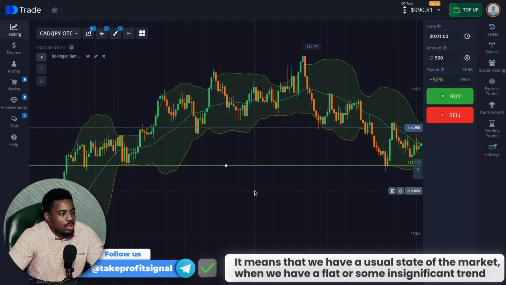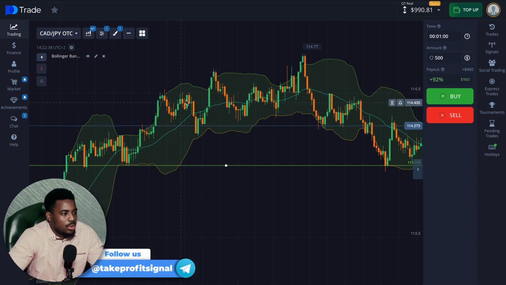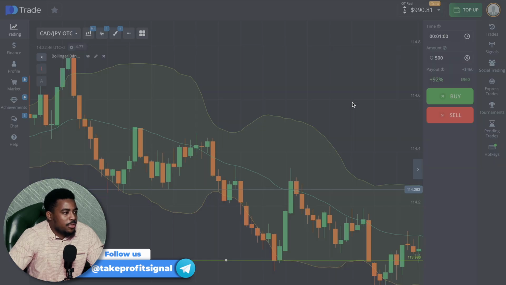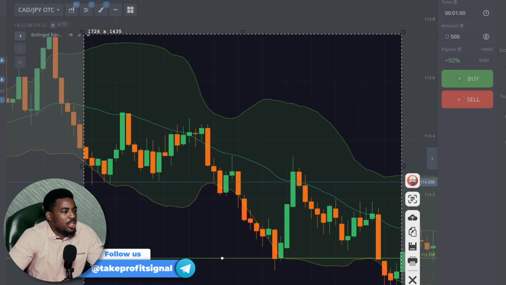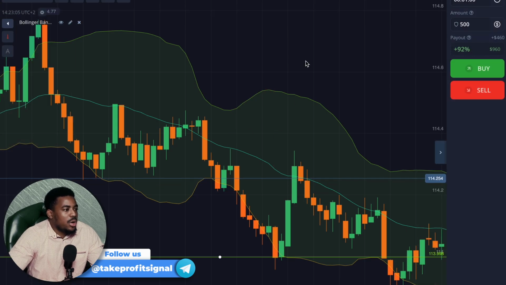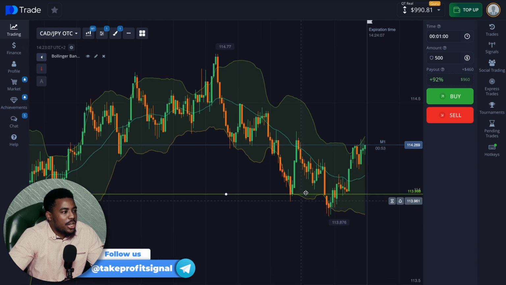It means that we have a usual state of the market when we have a flat or some insignificant trend, and the Bollinger Bands move parallel to the chart. And there is a moment when the Bollinger indicator boundaries diverge, and this indicates that we have a strong upward or downward trend in the market. These boundaries diverge in different directions. Accordingly, this interval is very different in size from this one. This is our normal trading range, and when the trading range increases, like here, it means that a trend appears on the market.